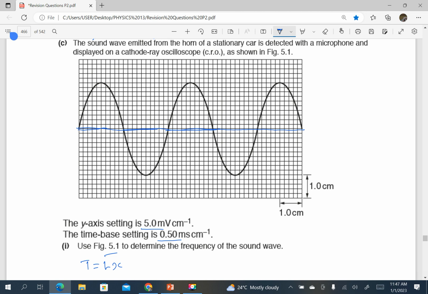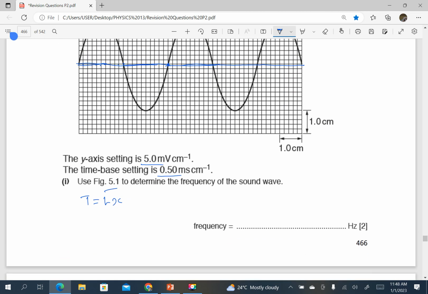If we start from here, one cycle stops here. This is 1, 2, 3, 4, 5. That's 1 centimeter. 1, 2, 3, 4, 5. Those are 2 centimeters. So there are 4 centimeters representing one cycle. So the period is going to be 4 centimeters times the time-based setting, which is 0.50 milliseconds per centimeter. So per centimeter cancels out, and this gives you 2 milliseconds.